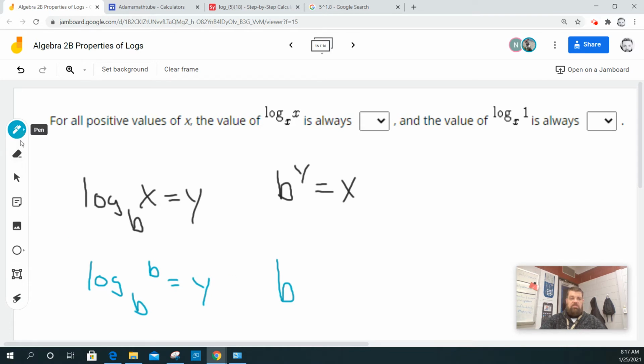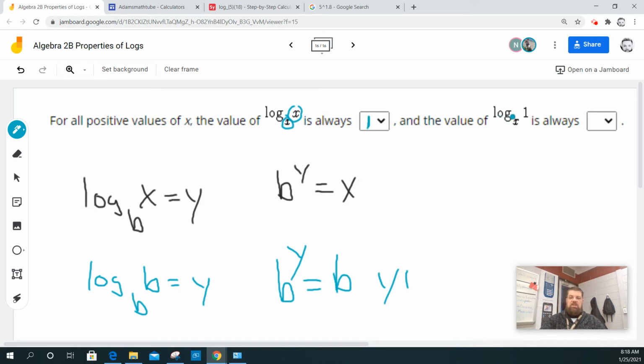oops, it's not raised to the b. It looks like it's raised to the b, so let me fix that real quick. The log base b of b is really saying b raised to the y equals b. So that means that y has to equal 1. In other words, anytime you have the base of itself in a logarithm, the answer will always equal 1.